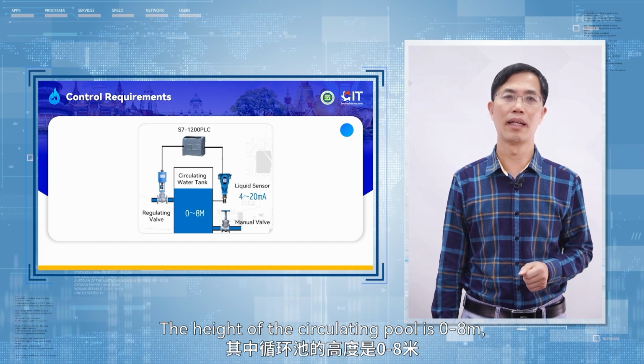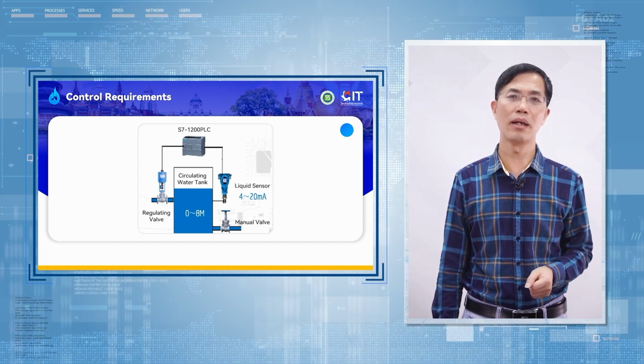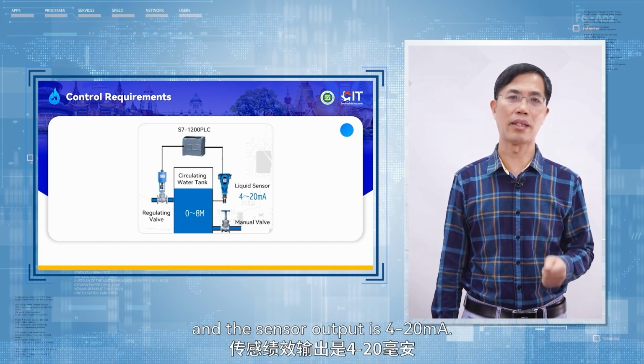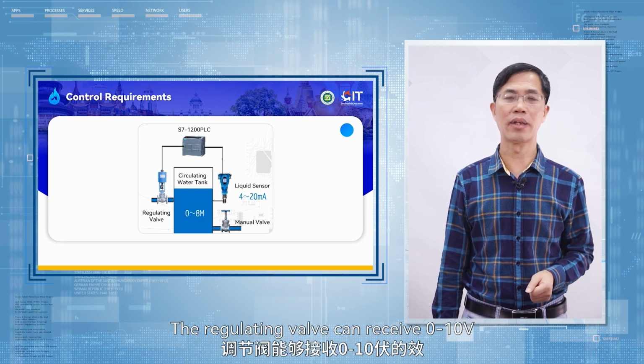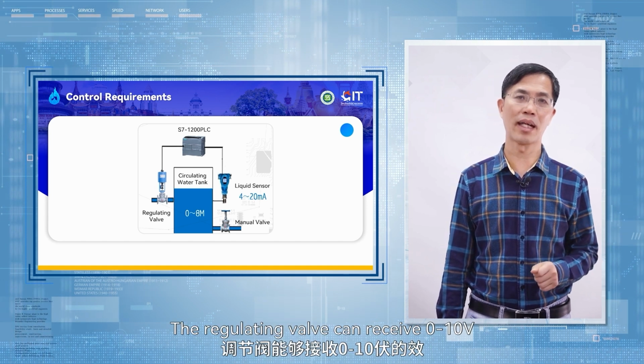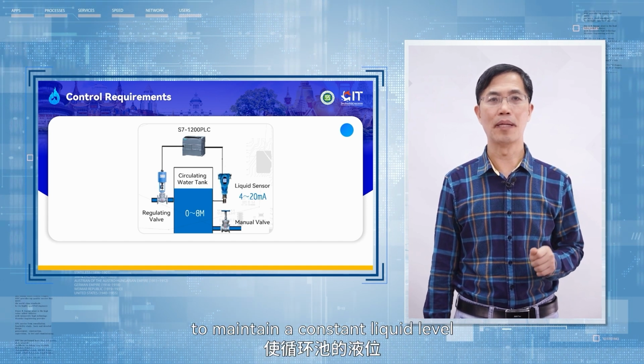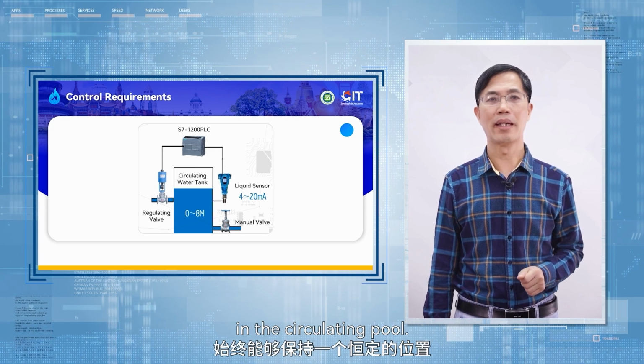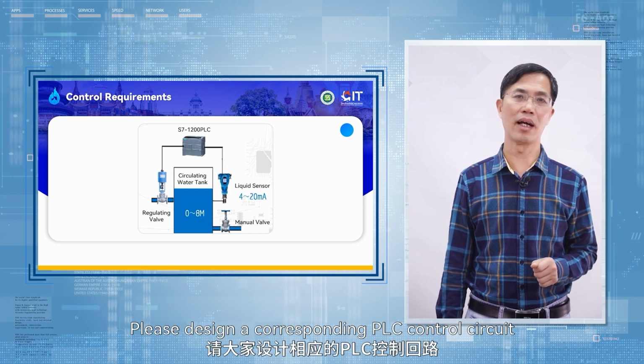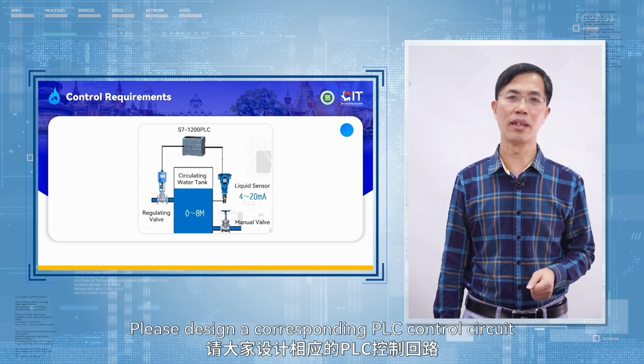The height of the circulating pool is 0 to 8 meters, and the sensor output is 4 to 20 milliamperes. The regulating valve can receive 0 to 10 volts and adjust the valve opening to maintain a constant liquid level in the circulating pool. Please design a corresponding PLC control circuit and create a program.